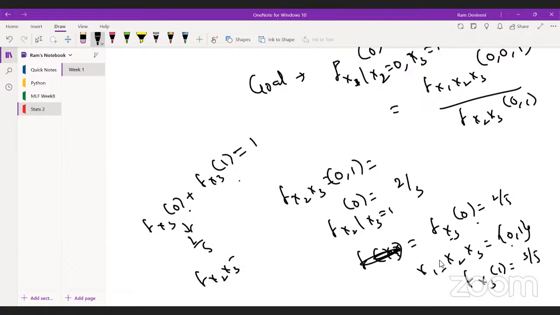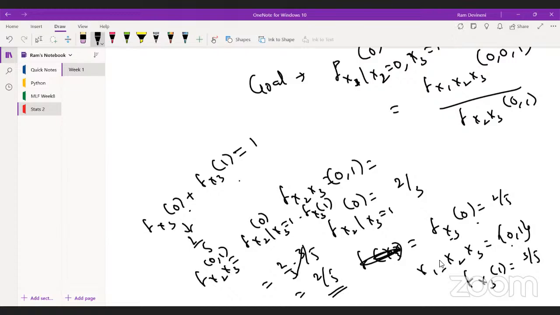f of x2, x3 is nothing but f of x2 given x3 equals 1, at 0, multiplied by f of x3 at 1. So it's going to be 2 by 3 multiplied by 3 by 5, which is 2 by 5. So f of x2, x3 at (0, 1) is 2 by 5.